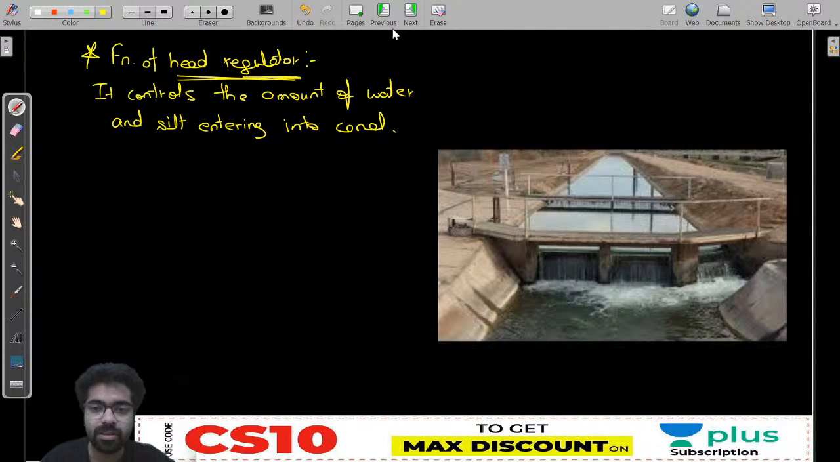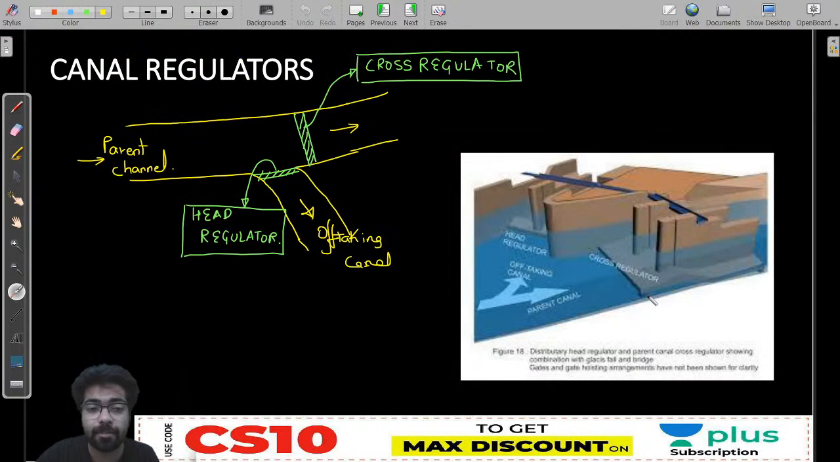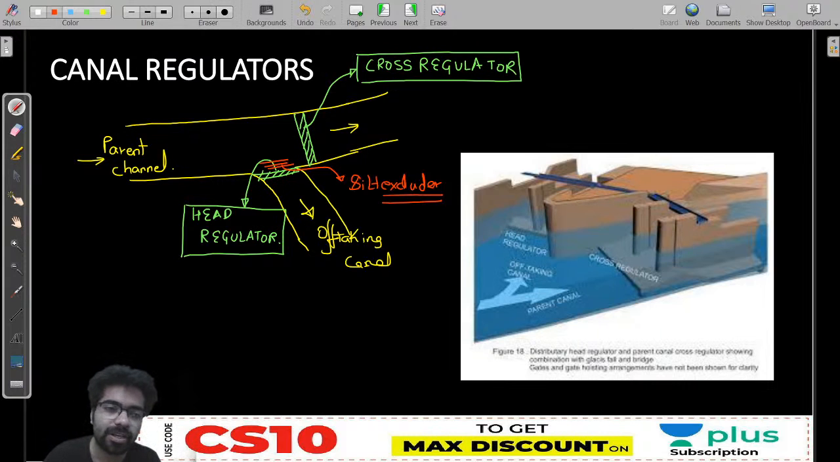Clear? Okay, how is silt controlled? At the bottom of this, I'm just telling you, a silt excluder is there. I already told you yesterday, parallel tunnels are there, which exclude a lot of silt, and only some silt enters. I have told you yesterday, right? You all remember silt excluder? Yes sir.